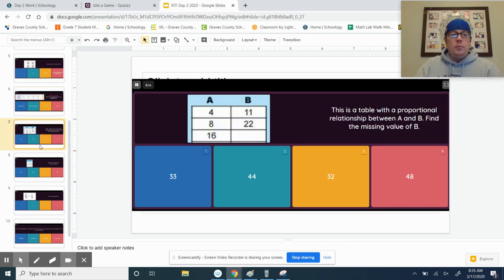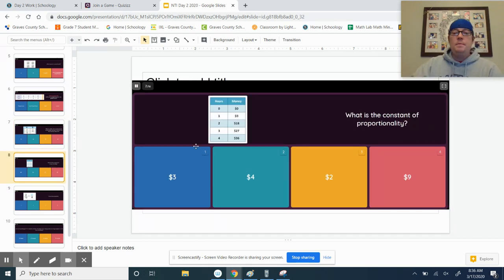And then on number 6 here, another repeat question. You could find the constant of proportionality. I think the constant here was like 2.75, or some of you noticed the pattern up and down. So I'm not going to bore you with that one again. If you remember from yesterday, the answer was 44, and it's the same. It hasn't changed. It's not a different question.